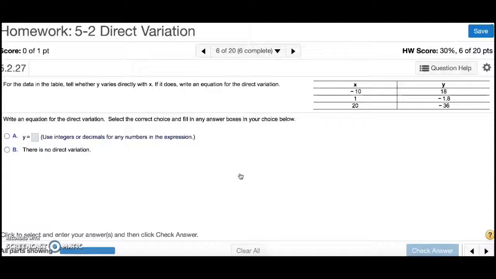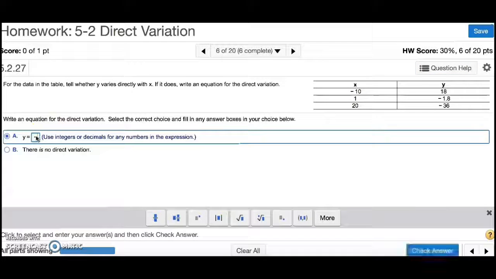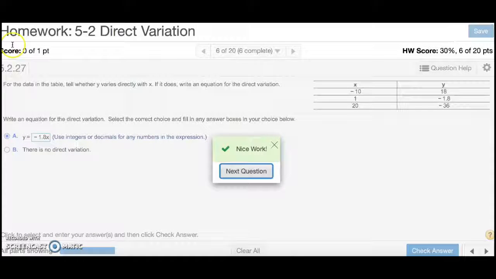Number 6, for the data in the table, tell whether y varies directly with x. If it does, write an equation for the direct variation. So what we do is we divide y by x for each pair. 18 divided by negative 10 is negative 1.8. Negative 1.8 divided by 1 is negative 1.8. Negative 36 divided by 20 is negative 1.8. So it does vary directly since they're all the same. The equation will be negative 1.8x. That's the answer for number 6.